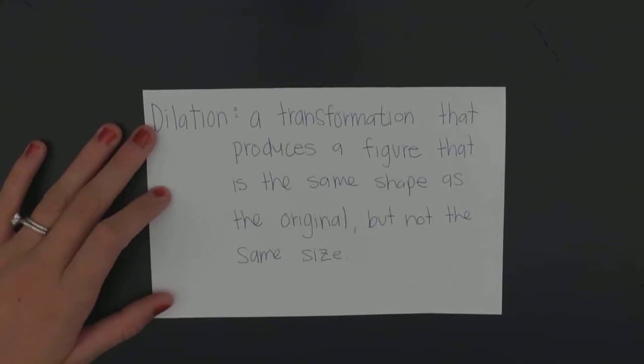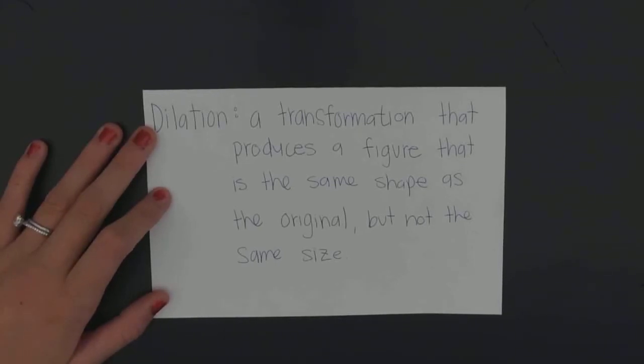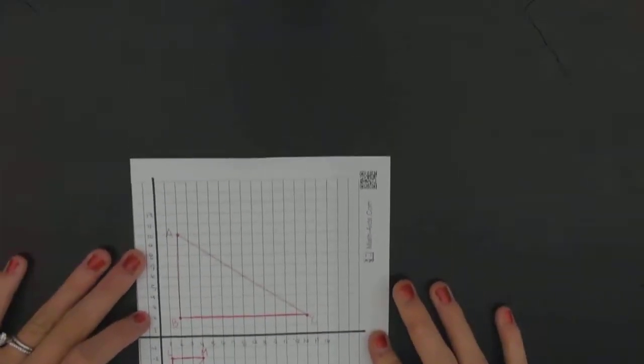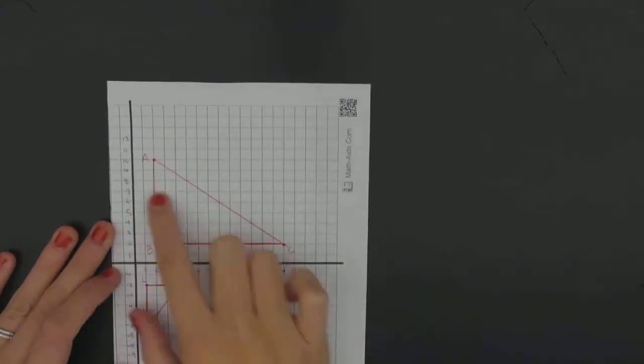A dilation is a transformation that produces a figure that is the same shape as the original, but not the same size. So it will have the same angle measures, and it will be proportional, but it won't be the same size, so it is getting bigger or smaller. All right, so we are going to do a dilation of these two triangles. We're going to start with the top one, though. Okay, so this one up here.